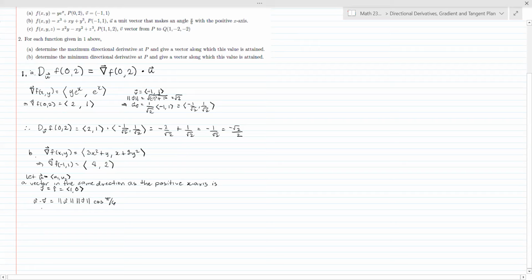Okay, so ang dot product nila ay, di ba? (u1, u2) dot product with (1, 0) equal to... ang norm ng u is 1 kasi yan ay unit vector, and then ang v, yung vector na pinili natin in the same direction as the positive x-axis, is also a unit vector. So 1 lang din. And then what is cosine pi over 6? This is equal to square root of 3 over 2, no?